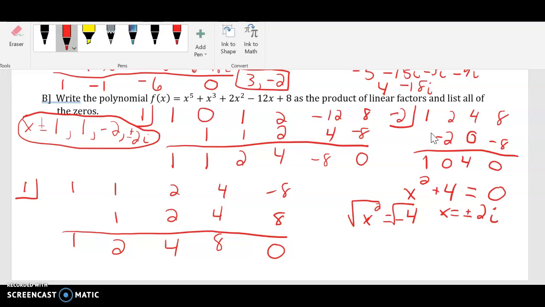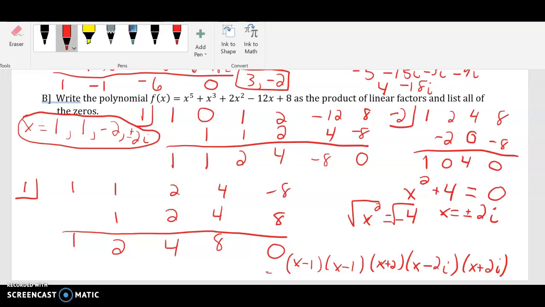So writing this as linear factors, it's kind of like working backwards now since I found my zeros first. It's x minus 1, x minus 1, x plus 2, and then x minus 2i, x plus 2i. Those are all my linear factors. Notice they're x to the 1st power. Everything is broken down all the way it could be. And so that is the polynomial written as linear factors along with its zeros.